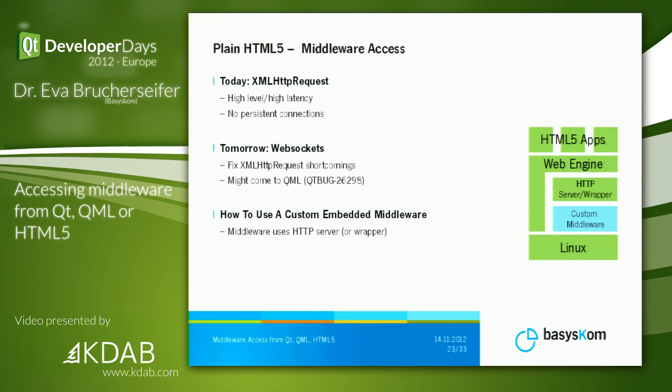This could already be used with your existing middleware if you wrap it in an HTTP server or something that is WebSocket capable. Then you could just use plain HTML5 to talk to your WebSocket or HTTP enabled middleware, but you would of course have to write that wrapper, and it's an additional layer of abstraction, and could, on embedded systems especially, introduce latencies or issues that you don't necessarily want to introduce.